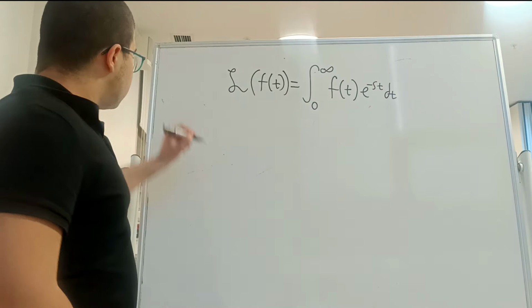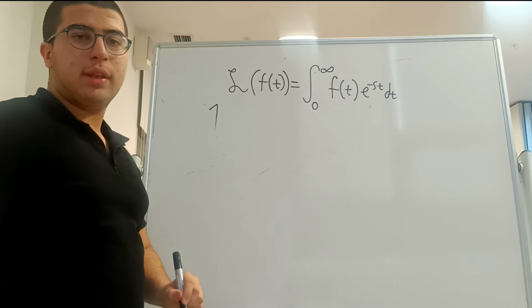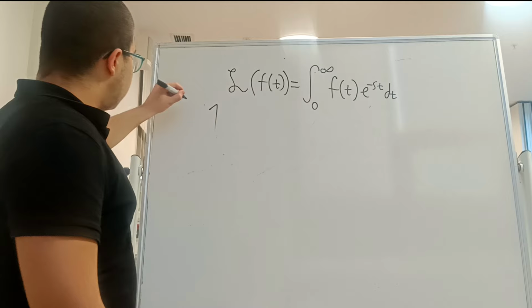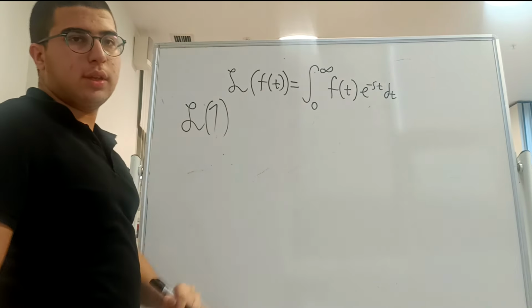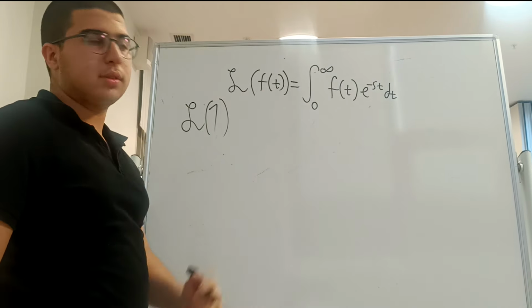The first one of them is 1. We're going to apply the Laplace transform on 1. So f of t is 1 here, it's a constant function. This is equal to the integral from 0 to infinity of, since this is just 1, e to the minus st dt.